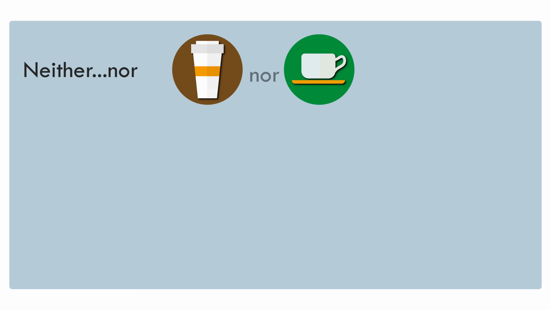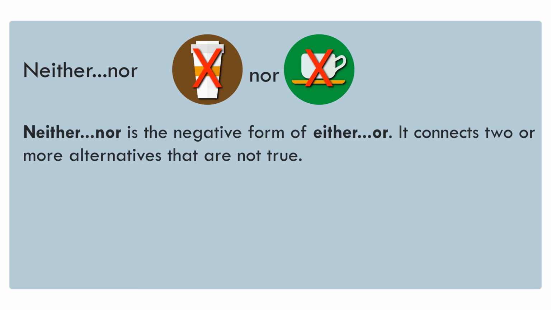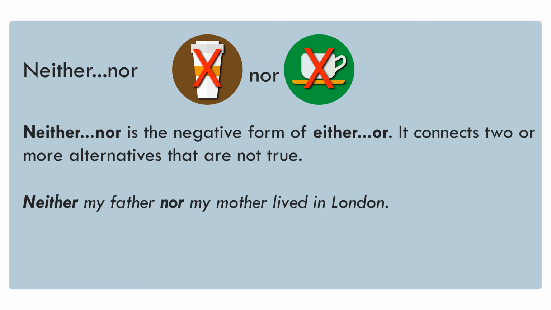Neither...nor. Neither...nor is the negative form of either...or. It connects two or more alternatives that are not true. For example, neither my father nor my mother lived in London.